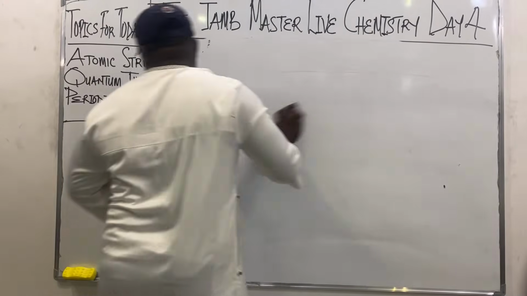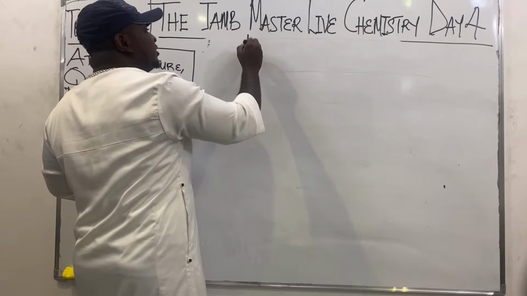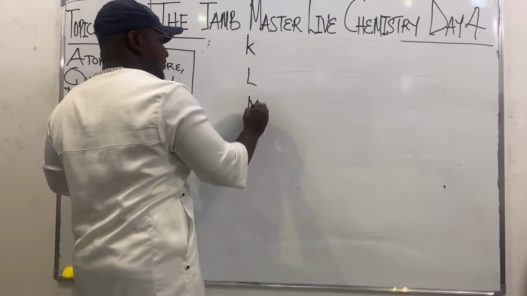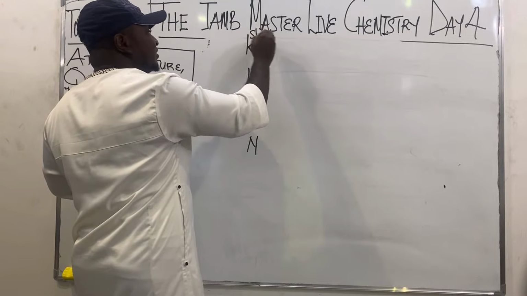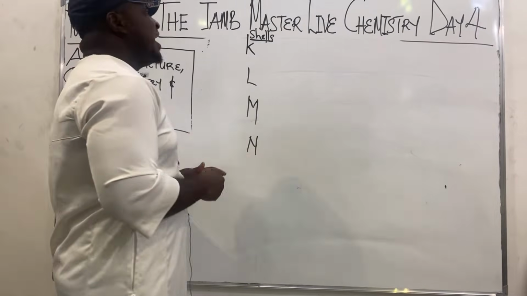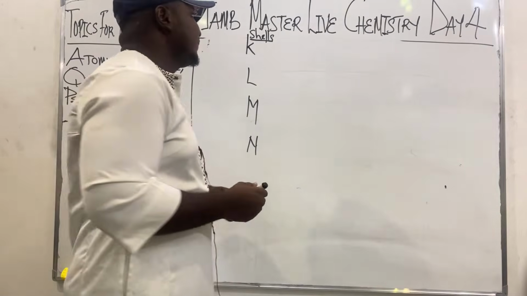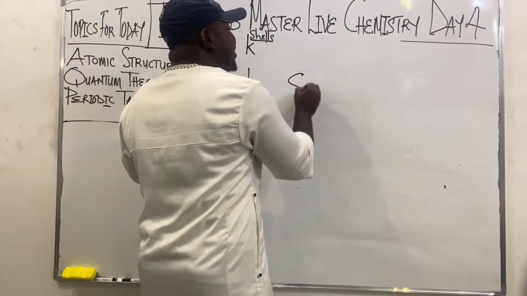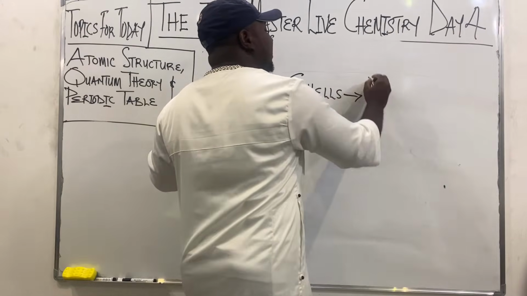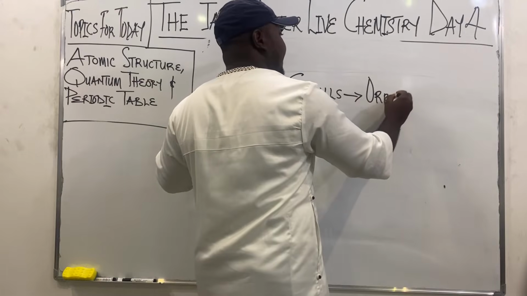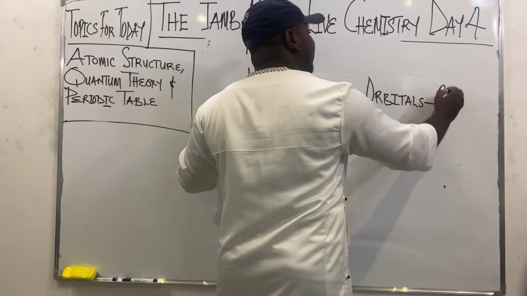Class, there's something you must know quickly. Apart from electrons being stored in the K, L, M, N shells, class, are you aware that the shells are not the final point of storage of electrons? As a matter of fact, the shells give rise to what we call orbitals. And the orbitals give rise to what we call blocks.